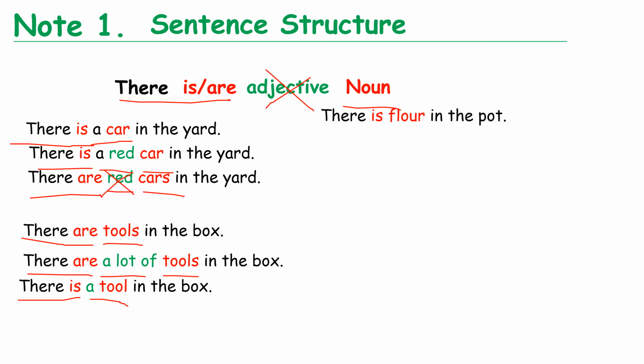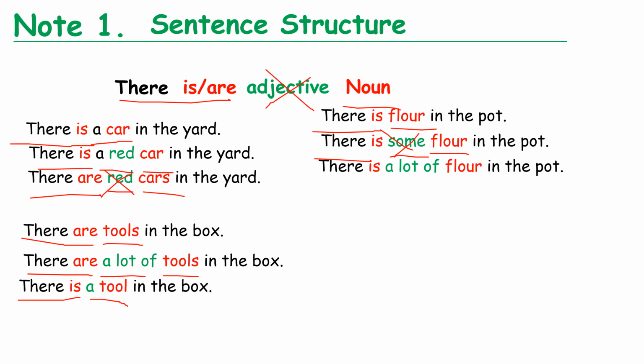There is flour in the pot. In this sentence, we have once again a noun that comes right after the expression there is, and we say there is because flour is an uncountable and singular noun. There is some flour in the pot. Here, once again, we have an adjective that shows the quantity of the noun, and we still say there is because flour is a singular and uncountable noun.